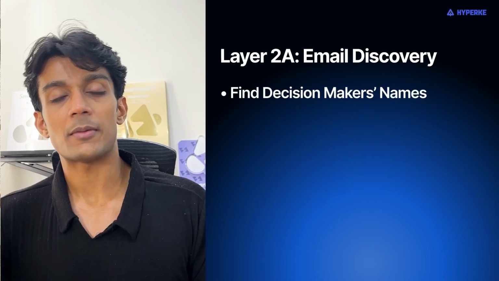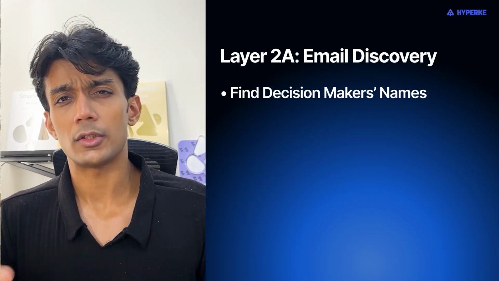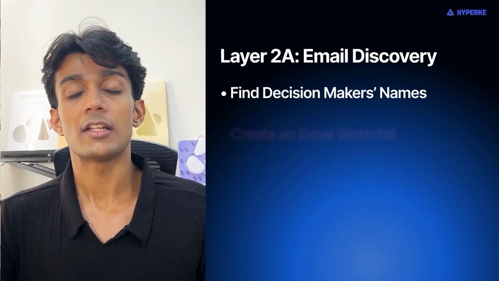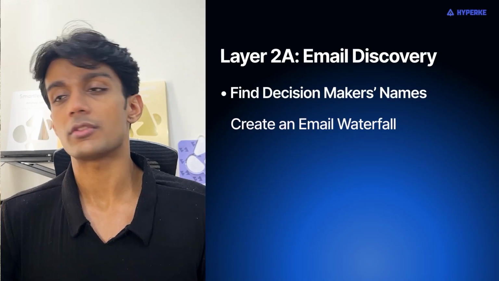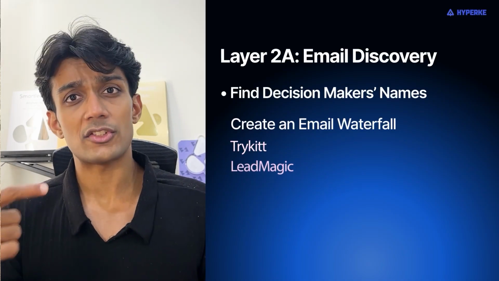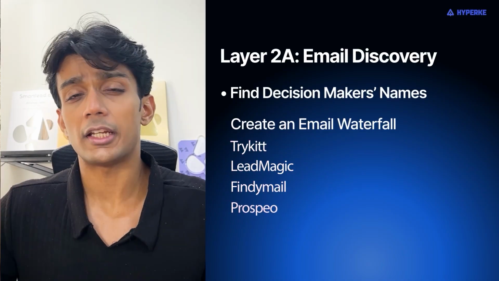So after you have their names and you have their domains, the easiest and the lowest cost method to find their email addresses is by creating a waterfall that uses some of these tools like Git, LeadMagic, Find Email, Prospeo, and any other tools that you like. Most of these tools can take as input a full name and a domain, and they can spit out direct email addresses for your prospects. This should be the first layer that you use when it comes to finding email addresses.